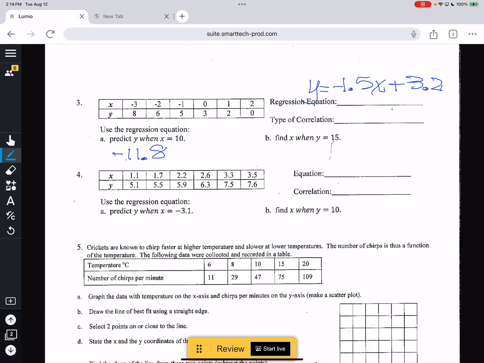So you're going to have 15 equals negative 1.5x plus 3.2. Negative 7.8. Wait, do you not round up? I guess you could. You get 15 minus 2.2 divided by negative 1.5. If you rounded, it would be negative 7.9. Yeah, that's all. And we know from the slope that this was a negative correlation.